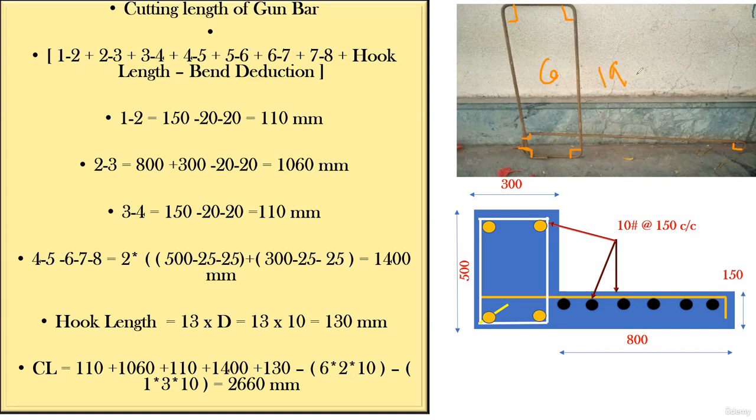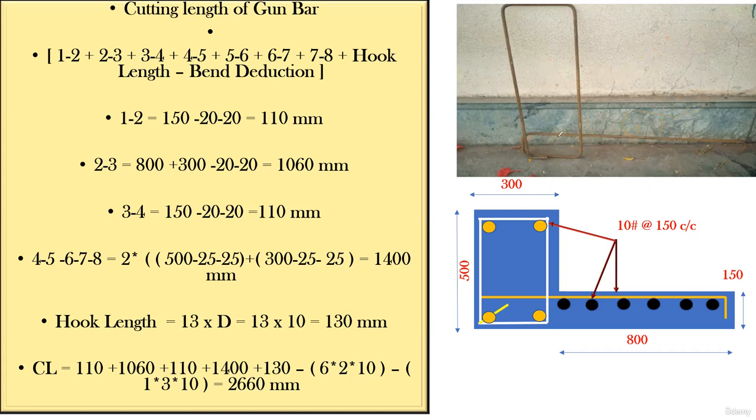One 90-degree bend we know is how much? 2D deduction. So there are 6, so 6 into 2D I'm supposed to do. And D is the diameter of the bar. So 6 into 2 into D is 10. So 6 into 2 into 10 is what I've done. Okay, fine. One last portion is left out.